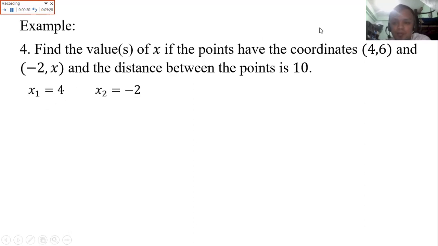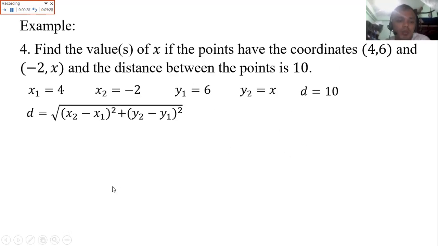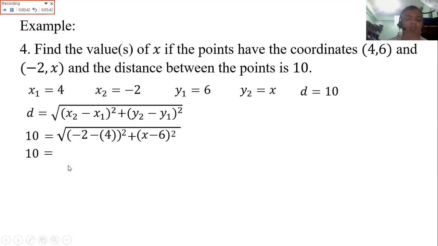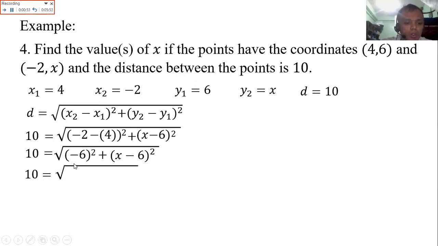x sub 1 is 4, x sub 2 is negative 2, y sub 1 is 6, y sub 2 is x, then your distance is 10. Substitute natin, your d is 10. x sub 2 is negative 2 minus 4 squared plus y sub 2 is x minus y sub 1, 6 squared. Negative 2 minus 4 is equal to negative 6 squared plus x minus 6 squared. 10 equals the square root of the negative 6 squared, 36, plus x minus 6 squared.